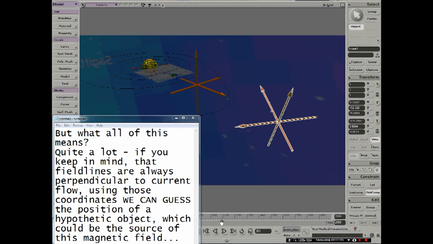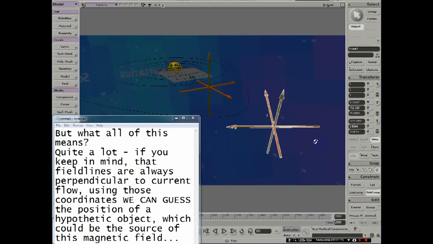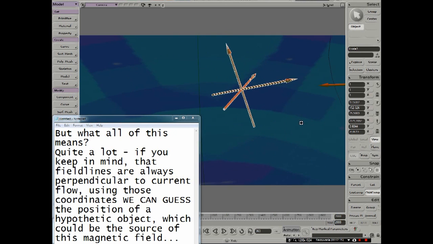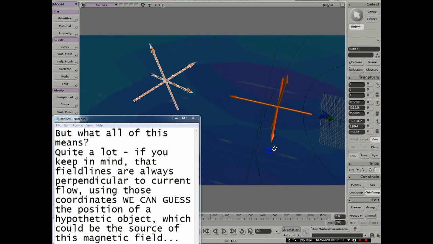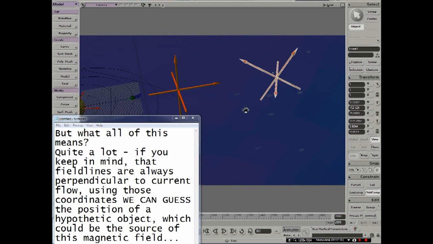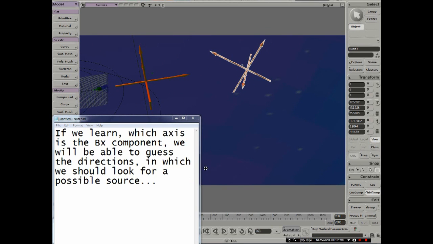But what does all of this mean? Quite a lot, if you keep in mind that the field lines are always perpendicular to current flow. Using those coordinates, we can guess the position of a hypothetical object which could be the source of this magnetic field. If we learn which axis is the Bx component, we will be able to guess the directions in which we should look for the possible source.